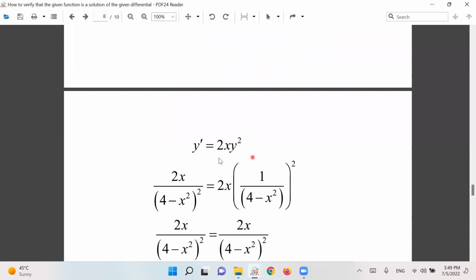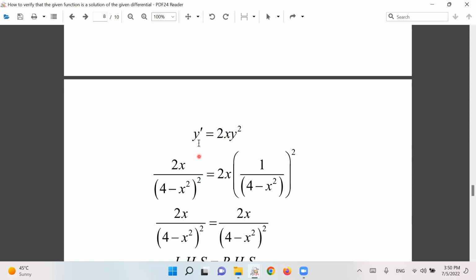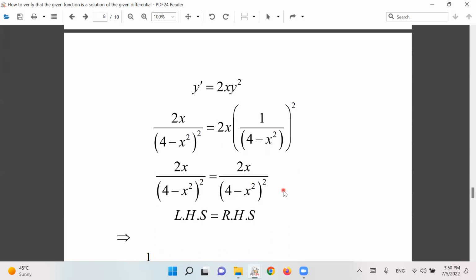So the given differential equation in the question is y dash equals 2xy square. So just substitute the value of y dash. Y dash is 2x over 4 minus x square whole square, equals 2x into y square. Y square is 1 over 4 minus x square whole square. After that, if we take the square, the square of 1 is 1, so 1 multiplied by 2x will be 2x here, and this becomes the whole square of this.